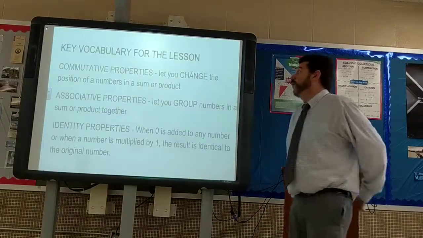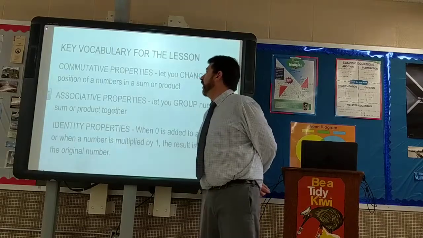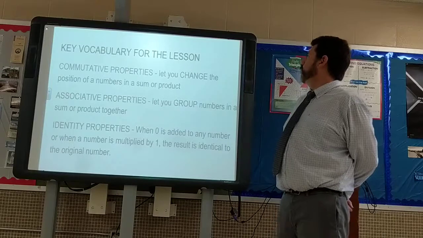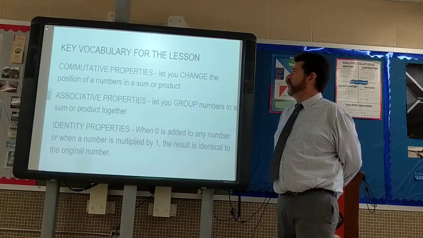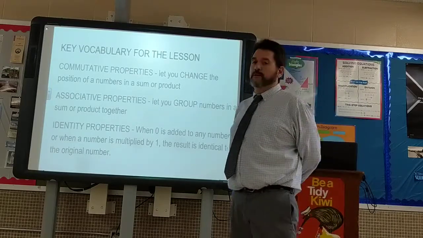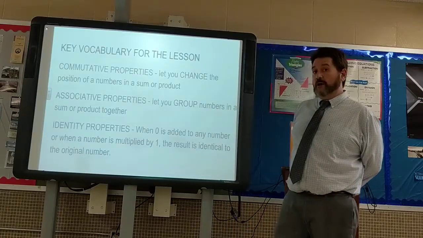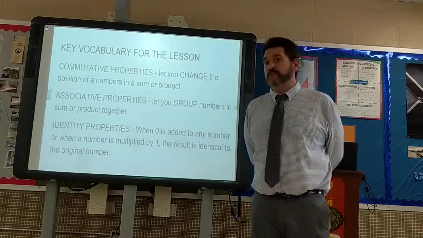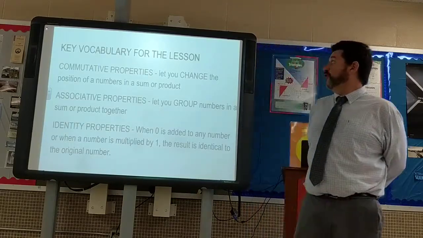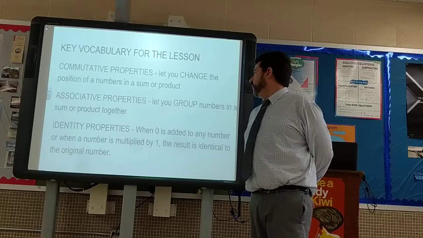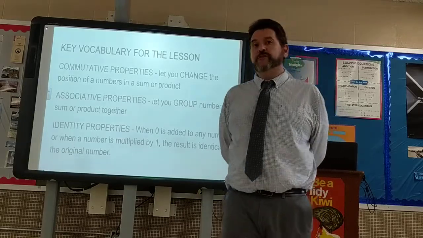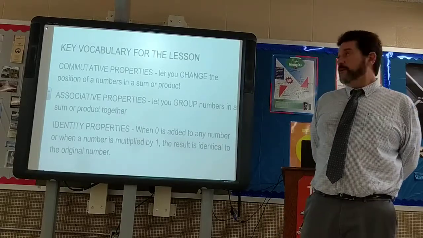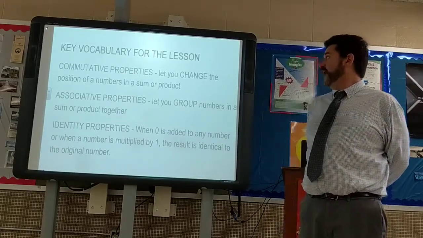What are we talking about? We are talking about the key vocabulary for the lesson right now. Commutative properties are properties that let you change the position of a number in a sum or product. Once again, a sum is addition and a product is multiplication. Associative properties let you group numbers or sums or products together. So, associative numbers can be grouped together.